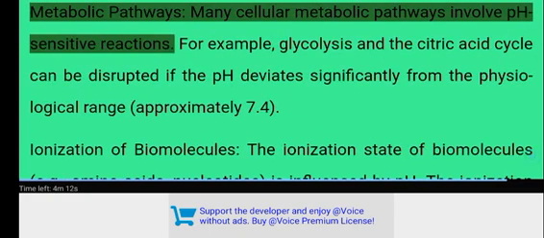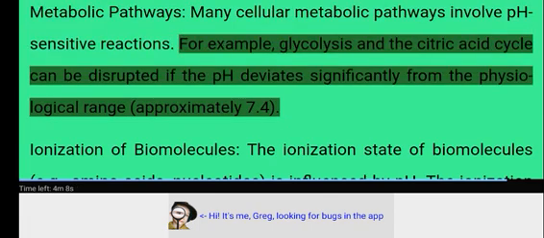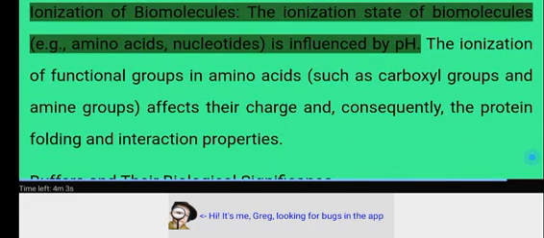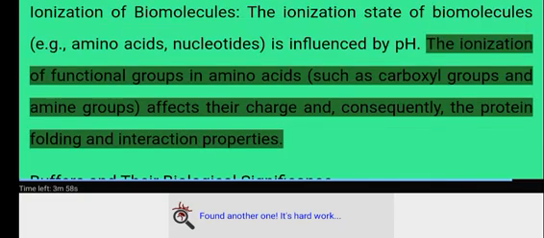Metabolic pathways. Many cellular metabolic pathways involve pH-sensitive reactions. For example, glycolysis and the citric acid cycle can be disrupted if the pH deviates significantly from the physiological range, approximately 7.4. Ionization of biomolecules. The ionization state of biomolecules, e.g., amino acids, nucleotides, is influenced by pH. The ionization of functional groups in amino acids, such as carboxyl groups and amine groups, affects their charge and, consequently, the protein folding and interaction properties.